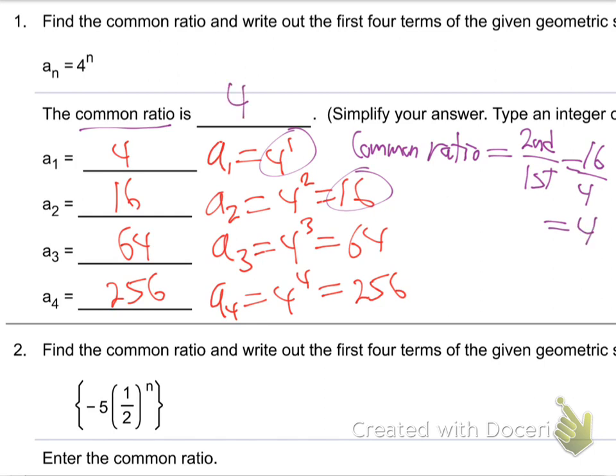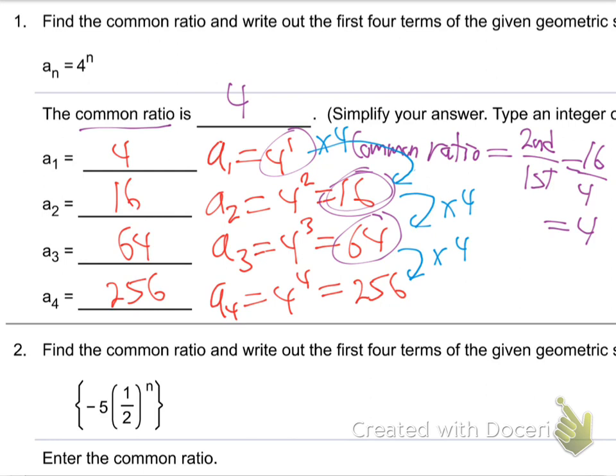Really, you could take any term divided by the previous, because it's common, it's going to be consistent. For example, if I took 64 over 16, you divide those in your calculator, still going to get 4. It's what's commonly happening between the terms. How does 4 become 16, and how does 16 become 64, and 64 become 256? What's happening there? They're timesing by 4, aren't they? Times 4, times 4, times 4. Every time it's multiplying by 4. So that's the common ratio.